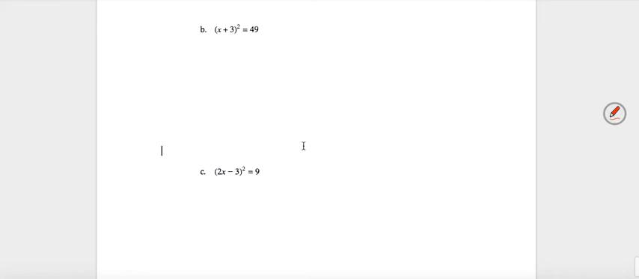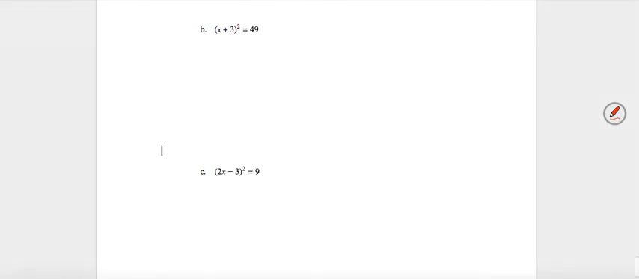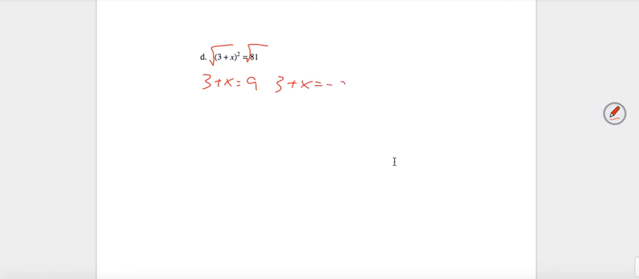Okay, so for B, again, we are taking the square root of both sides, and we're going to set x plus 3 after the cancel equal to both 7 and negative 7. And we're going to get x equals 4 when we subtract 3 from both sides, and we're going to get x equals negative 10 when we subtract 3 from both sides. So you should get 4 and negative 10 for that one. And then for D, same thing. I'm going to take the square root of both sides. You get 3 plus x equals 9, and 3 plus x equals negative 9. Subtract 3 from both sides, and you get 6 and negative 12.